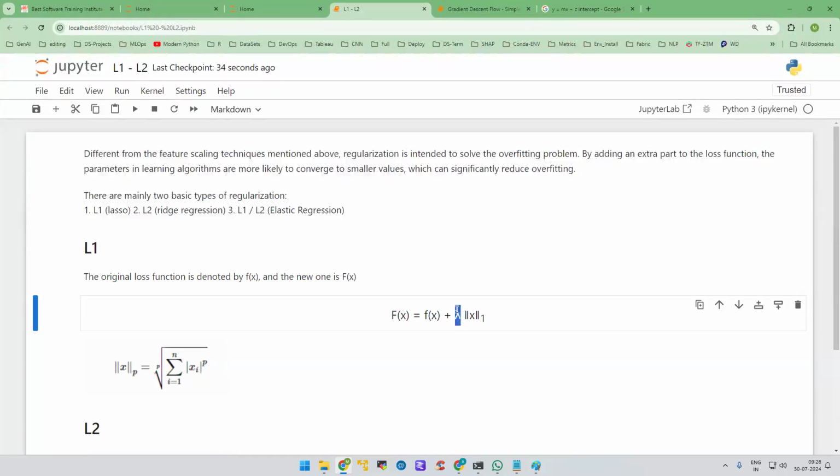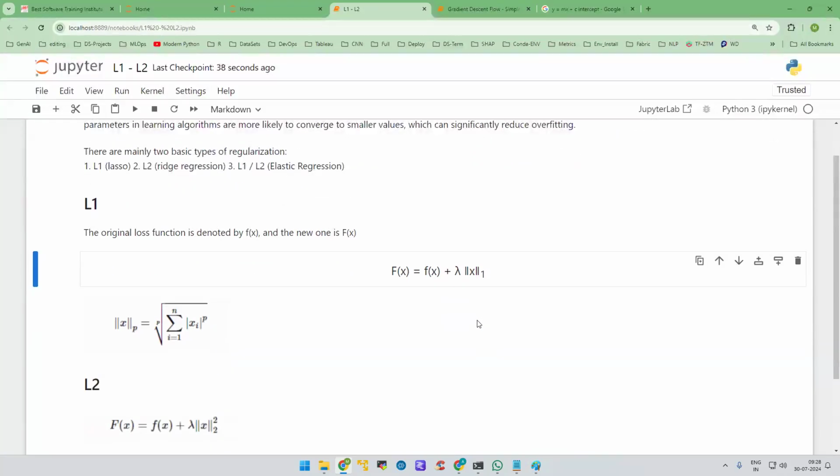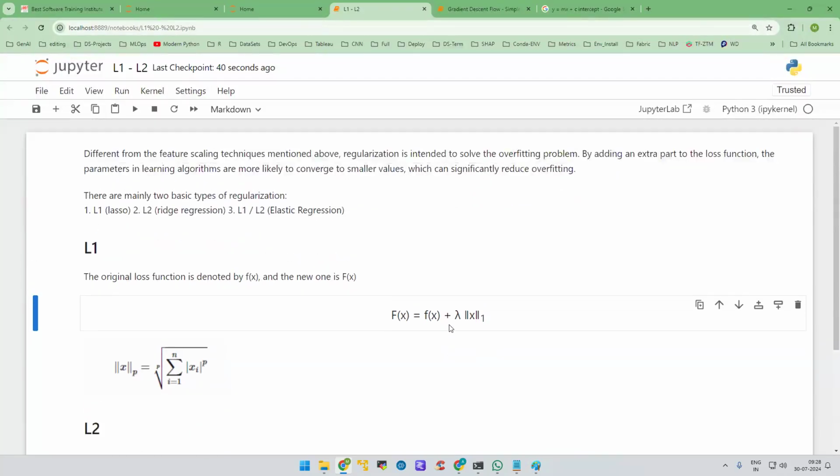So do we have to remember these formulas and all? From an interview perspective, yes, but from a practical perspective, it's not required. As long as you understand the concept, that's good enough. Yeah, okay.